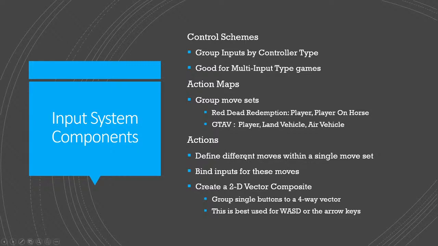Actions. So you want to define movements with a single move set. So let's just say every time I press a certain button, it's going to do something. You'd have to bind that movement to an input. So you just do it in a specific way. I can kind of show it, but I can't show how to program the movements in Unity. It is a little bit more difficult, and I personally don't know Unity. And then you could create a 2D vector composite to group up WASD or the arrow keys.